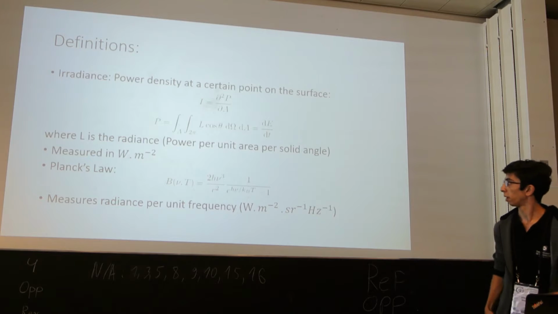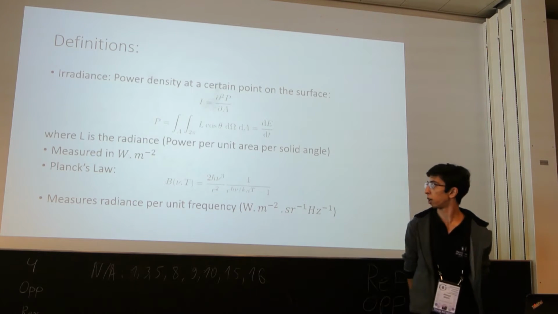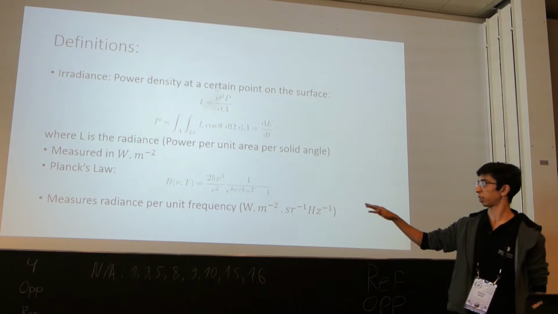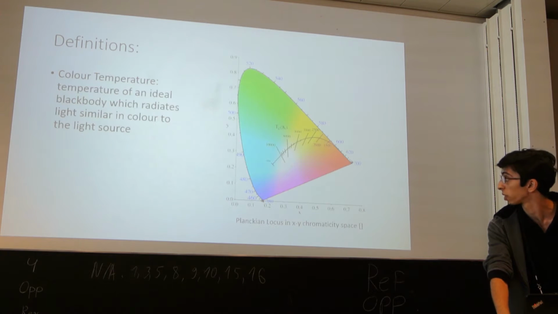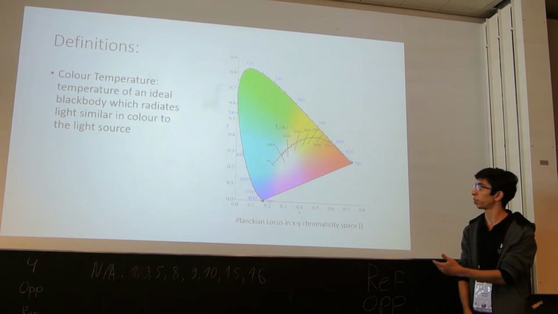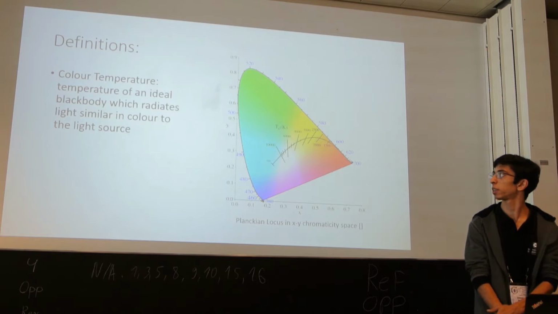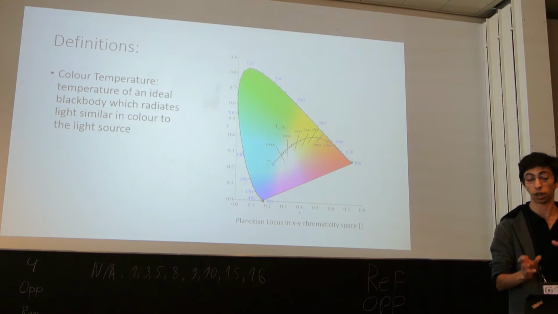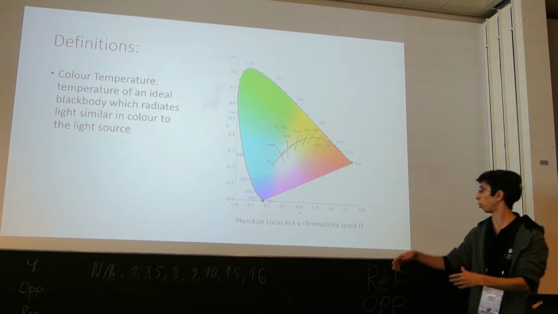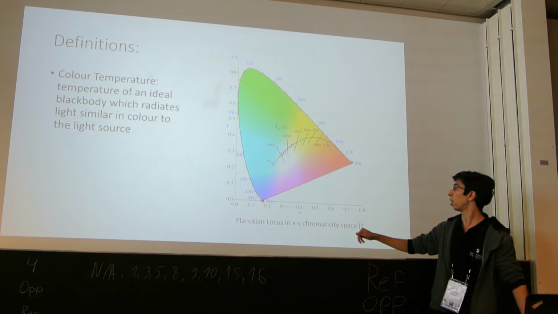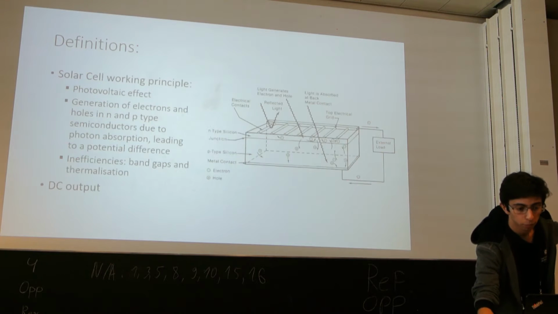We've also got the definition of Planck's law, which gives us the black body curve as a function of frequency, the amount of power per unit frequency. The definition of color temperature itself is essentially just the temperature of an ideal black body which radiates light similar to that of the light source which we are investigating. For its calculation, if you go into the XY chromaticity space, you can simply estimate it on the Planckian locus given in this image here.